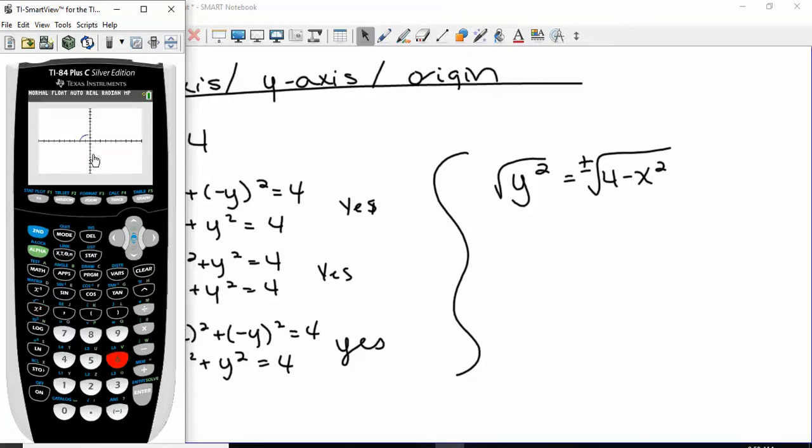So then if I look at that graph, we are getting this. So we can see if I fold that over the x-axis, does it overlap itself? Yes. If I fold it over the y, does it overlap itself? Yes. And if I fold both times, does it overlap? Yes. My calculator's not working.